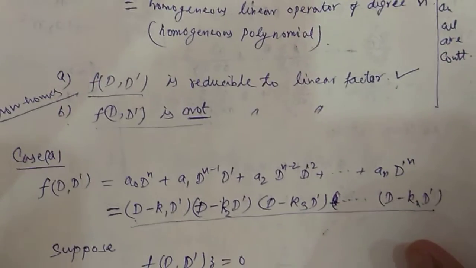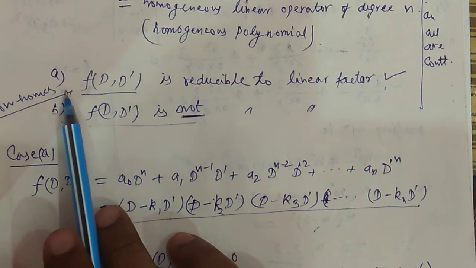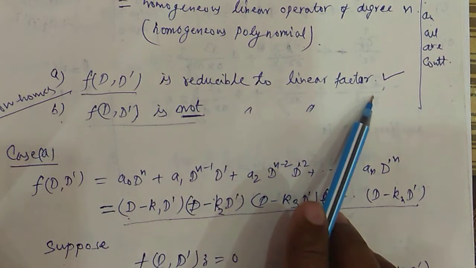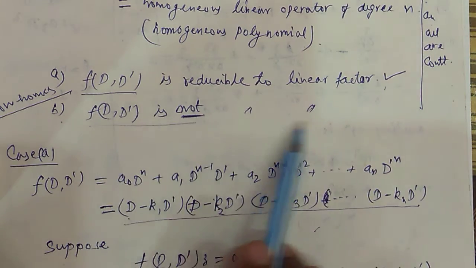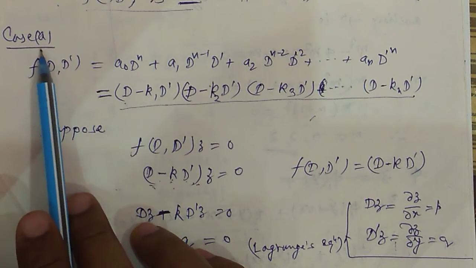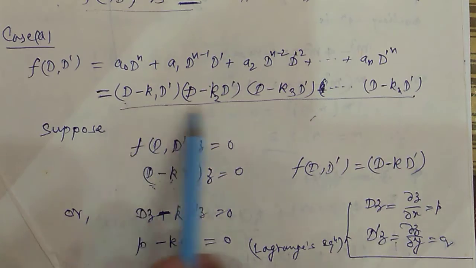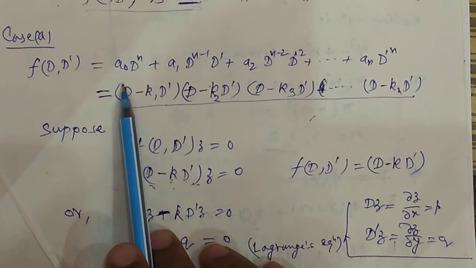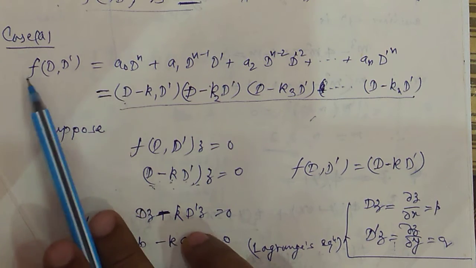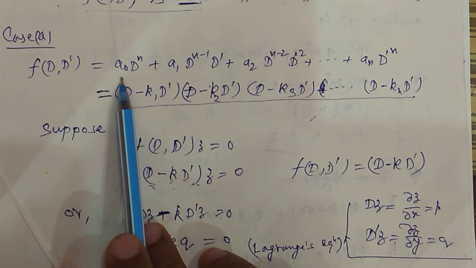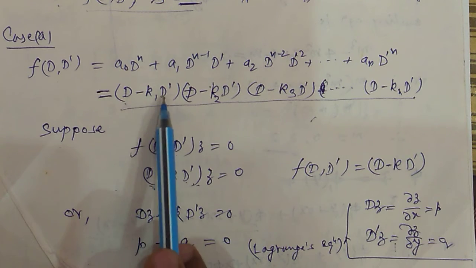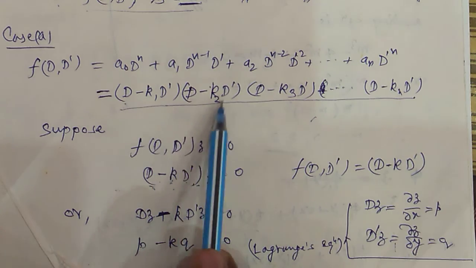So we solve this equation in two forms: if F(D, D dash) is reducible to linear factors, and if F(D, D dash) is not reducible to linear factors. First case, let it be reducible to linear factors, and it is a homogeneous polynomial in D and D dash. So the function F(D, D dash) can be written in linear factors: first, D minus k1 D dash, second factor D minus k2 D dash.